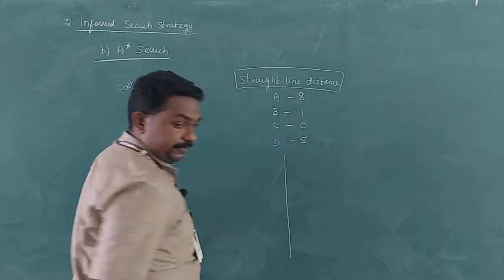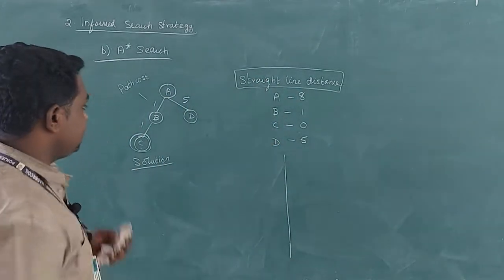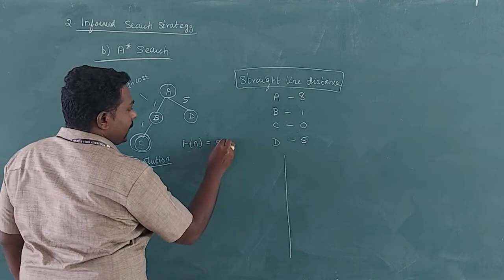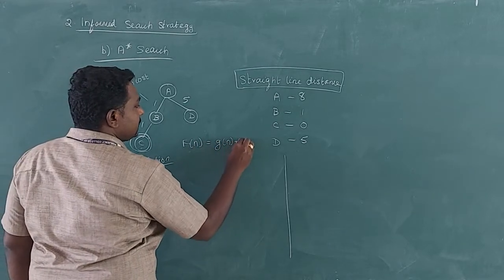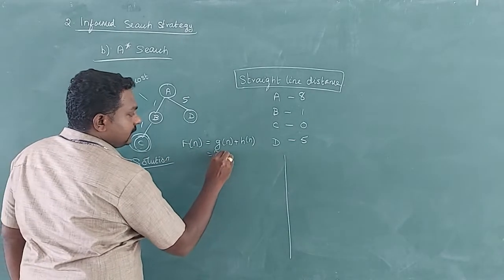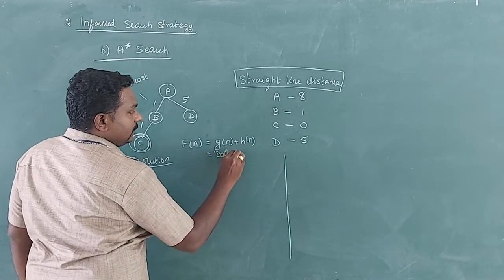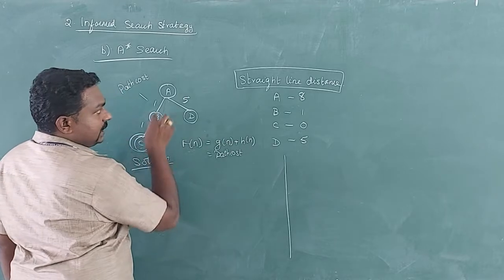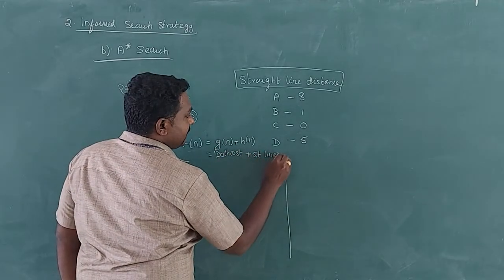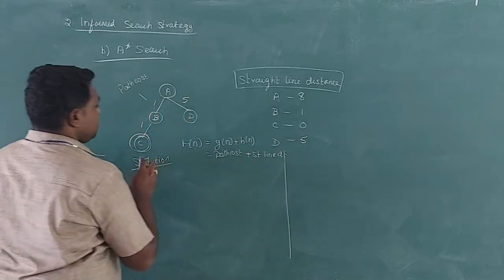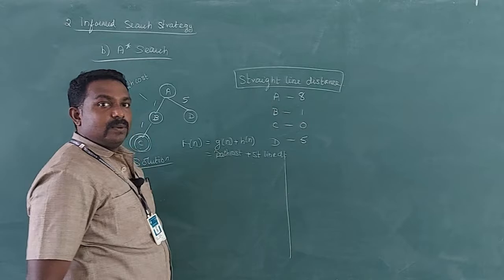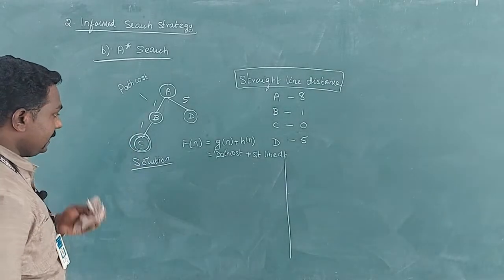So the formula for this A star search is f of n is equal to g of n plus h of n. That is, you will be using the path cost. You have to use this path cost plus the straight line distance value. So you have to use both of it, the path cost plus the straight line distance value, to do the calculation.